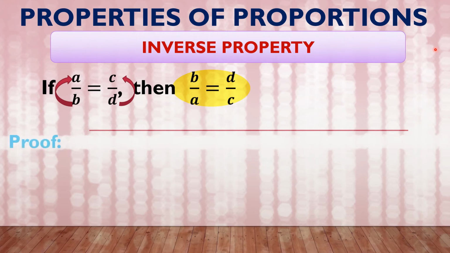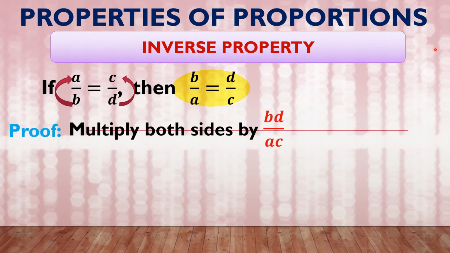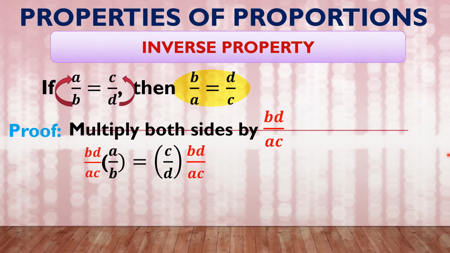So, let's have the proof. Multiply both sides of the equation, I mean, A over B equals C over D, by BD over AC. So, we multiplied this. And then, on the left, we cancelled B and also A, so what remains is D over C. On the right, we cancelled C and we also cancelled D, so what remains here is B over A. So, therefore, B over A is equal to D over C.